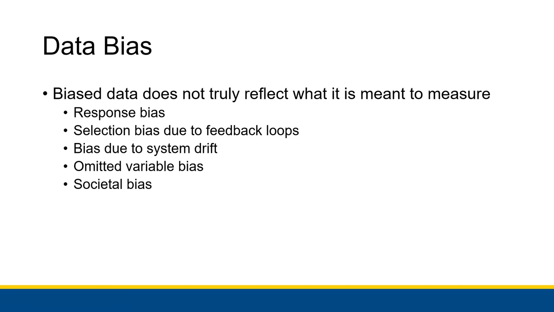A really interesting one is bias due to system drift, because systems might be updated as time goes on. Things might be changed in order to try to improve the system, but this can actually cause bias in the data. One really interesting example was Google Flu, an attempt by Google to model how many patients might come down with the flu. They were doing this based on how many people were searching for flu symptoms, trying to make a model based on that sort of input data.